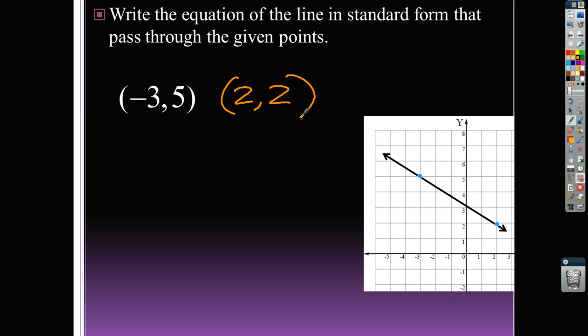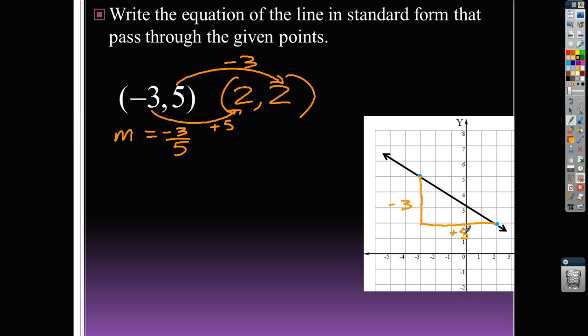So we're just going to figure out our slope here. Okay, so m is equal to, let's see, it goes from 5 to 2. Right, so that goes down 3. And then from negative 3 to 2, and that goes up 5. So my slope is negative 3/5. Does that look right? Let's see. 1, 2, 3. Negative 3. Positive 5. Negative 3/5. Okay, that looks pretty good.